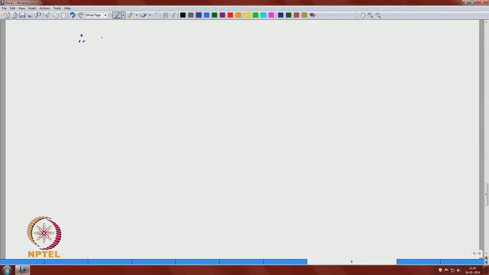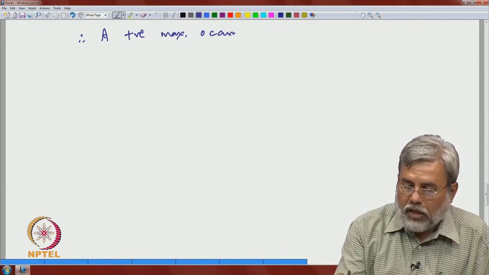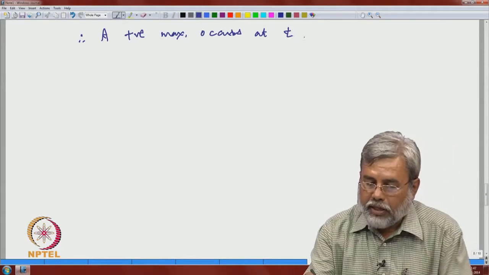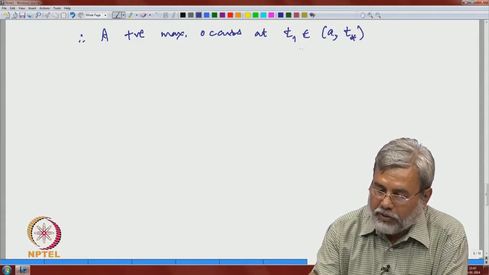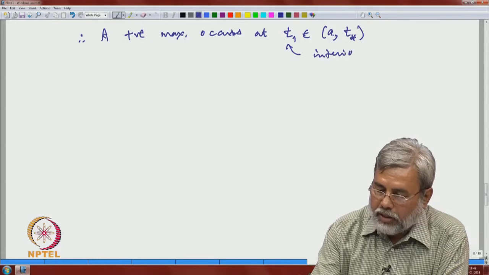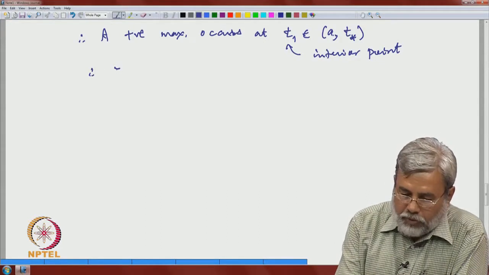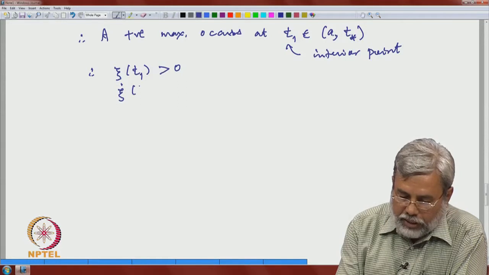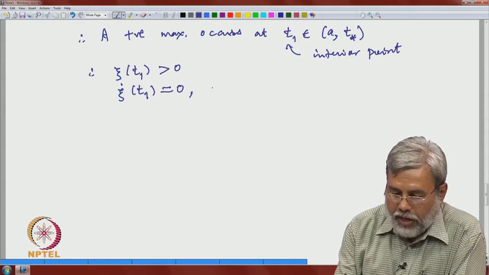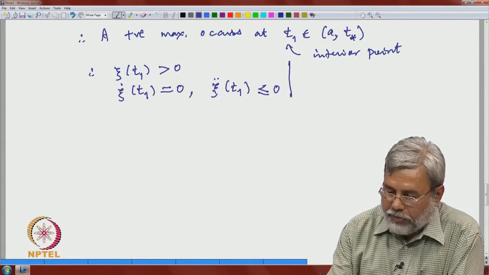So, therefore, a positive maximum occurs at T, call it T 0 or T 1, in A T star. So, at an interior point. So, this is an interior point, it is not either A or T star. So, then we know that when a maximum occurs at an interior point, we have j of T 1 is strictly positive, j dot T 1 is 0 because it is the maximum, and one more condition, j double dot T 1 is less than or equal to 0. Okay. This is from calculus.